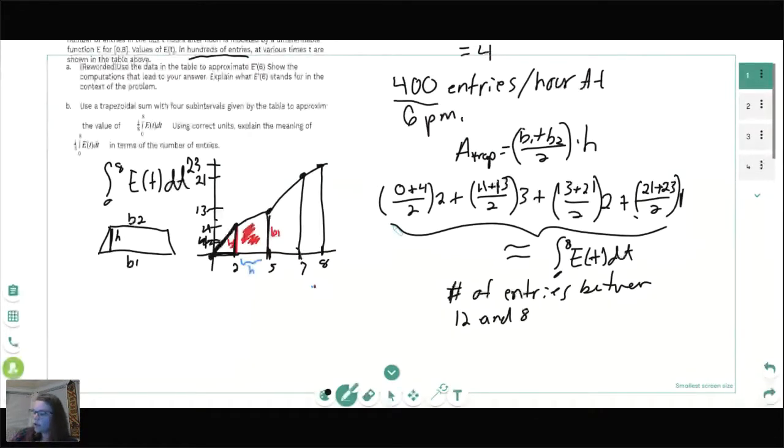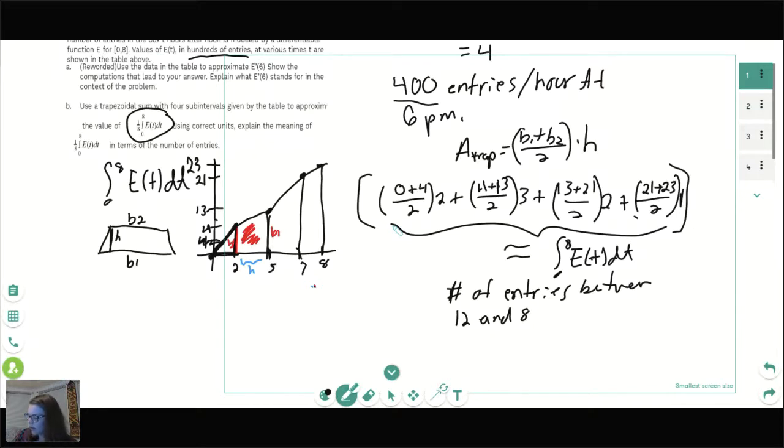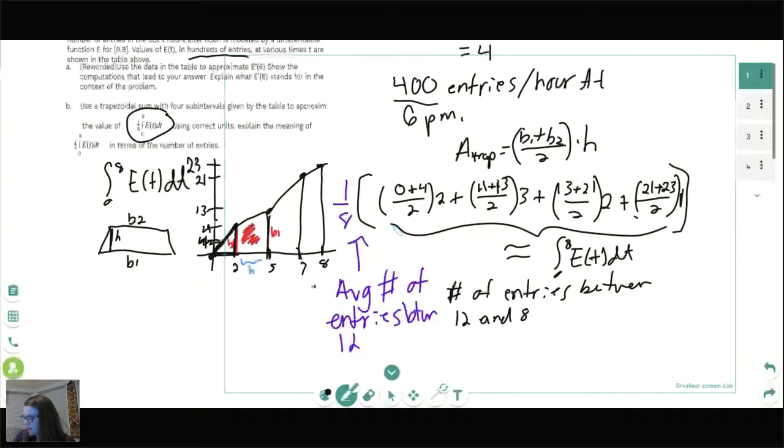Yes, so the original problem we were doing is an average value problem. And if you're taking the BC exam, you still need to know what that is. The difference between that and this one is that we would just take this whole thing here and multiply it, let me write it in a different color so we know it's different, by 1 over 8. Okay, and if we were to interpret that, we would say this is the average number of entries between 12 p.m. and 8 p.m. Okay. Any questions?